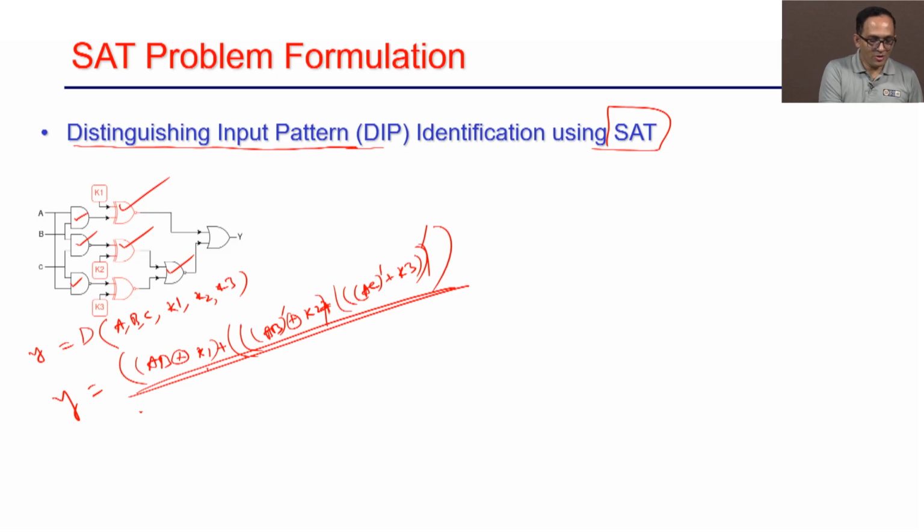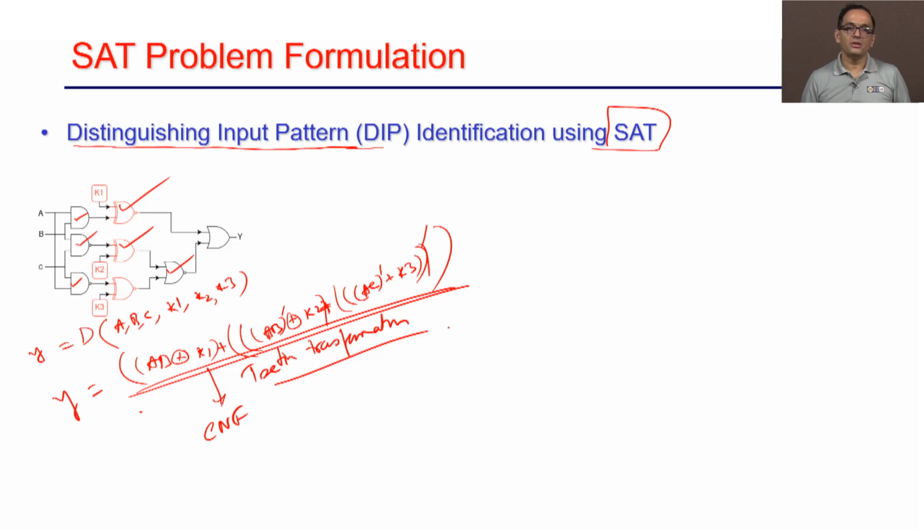So, this can be converted into CNF using Tseitin transformation, right. So, there is no problem about that. Given a circuit, I can construct the CNF formula which represents the output of that circuit in terms of the inputs and keys, right. So, this part is well understood. But what I am to identify is the DIP, distinguishing input pattern, using a SAT solver.